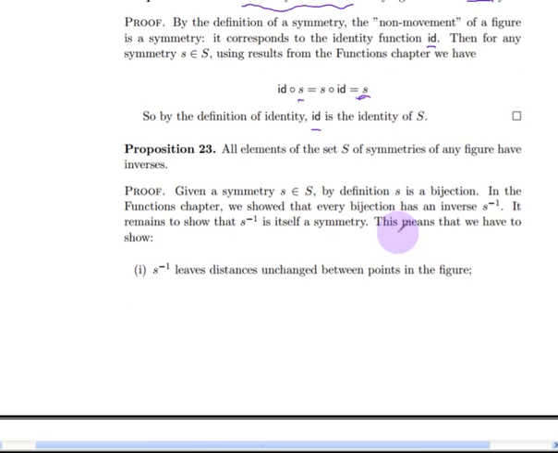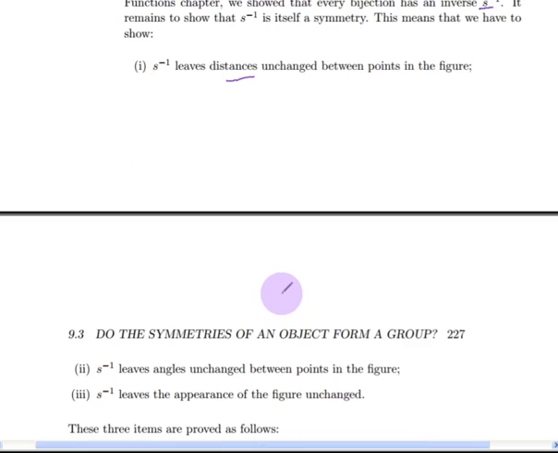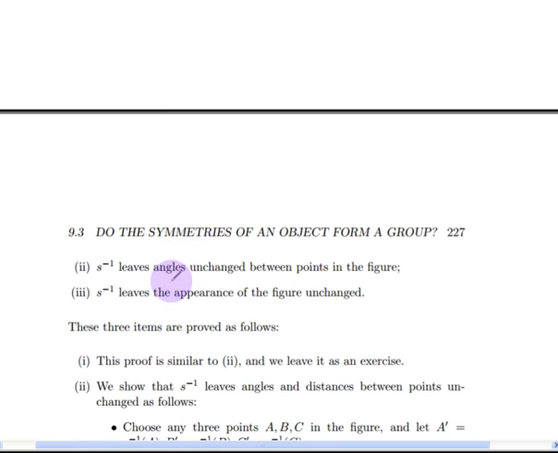Second proposition, all elements of the set F of symmetries of any figure have inverses. Now, remember, symmetry is a bijection. So since it's a bijection, it's going to have an inverse, and this function is going to be the inverse of this function S. However, we need to show that S inverse is itself a symmetry. So S inverse has to leave unchanged the distances. It has to leave the angles unchanged, and it has to leave the appearance of the figure unchanged.